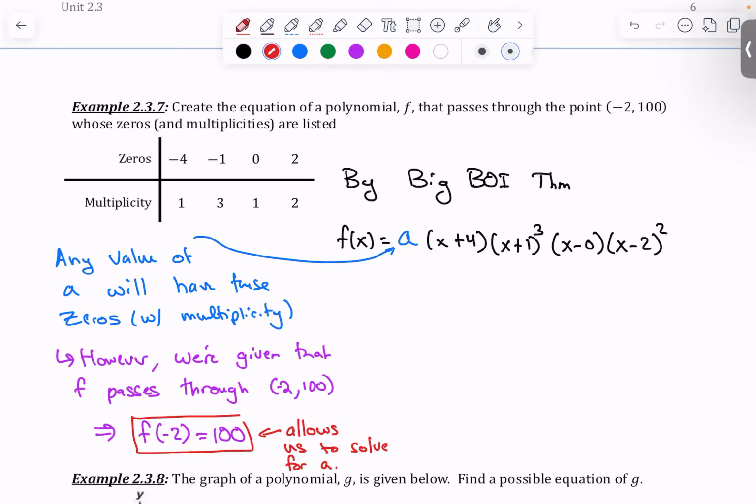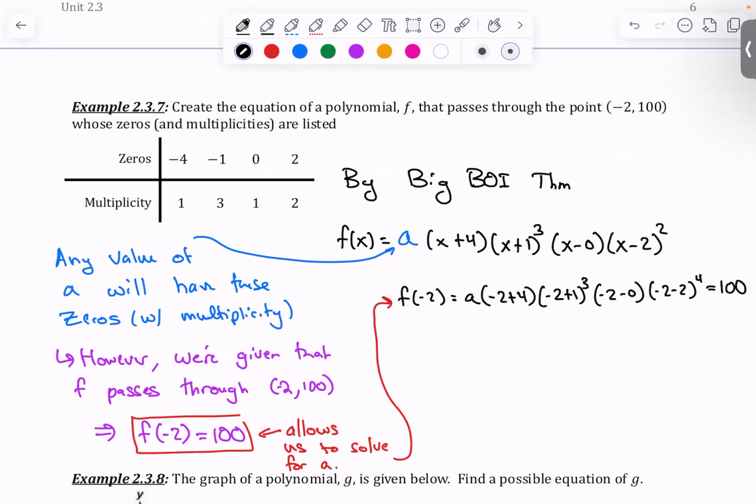I told you that that theorem is so important. It's central to your understanding of functions. If you pass through the point -2, 100, you know automatically that f of -2 is equal to 100. So we can use that to our advantage to find our specific A value. Let's do that right here. f of -2 is equal to A times -2 plus 4 times -2 plus 1 cubed times -2 minus 0 times -2 minus 2 to the fourth, and that equals 100.